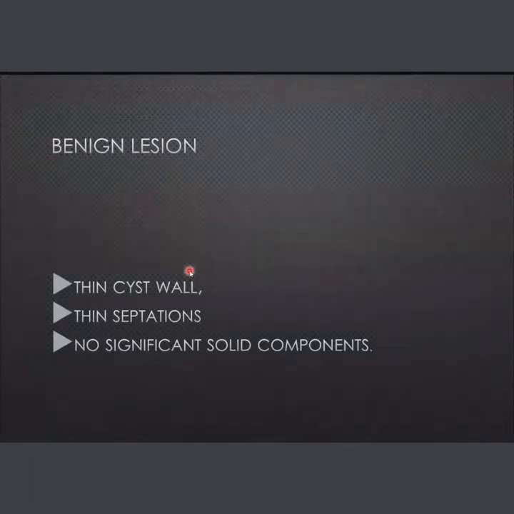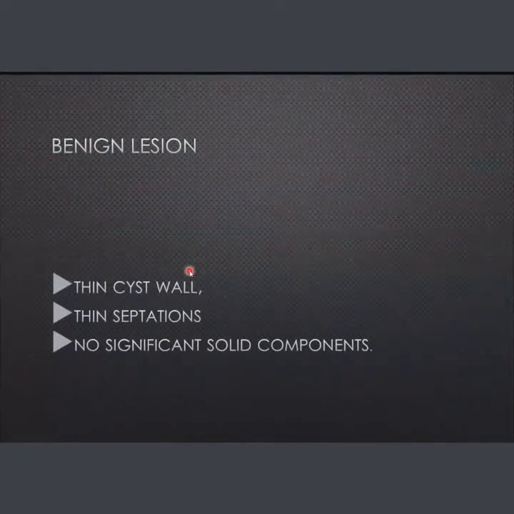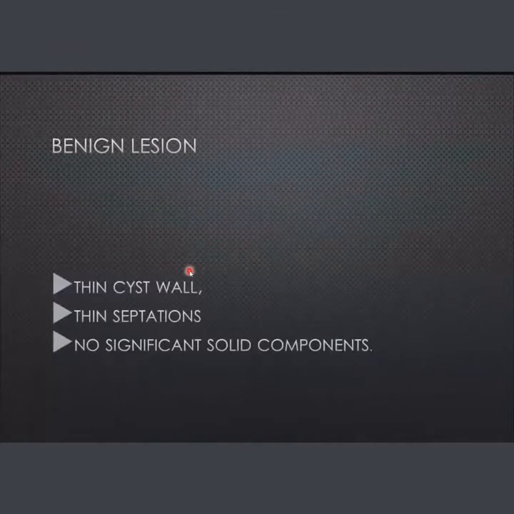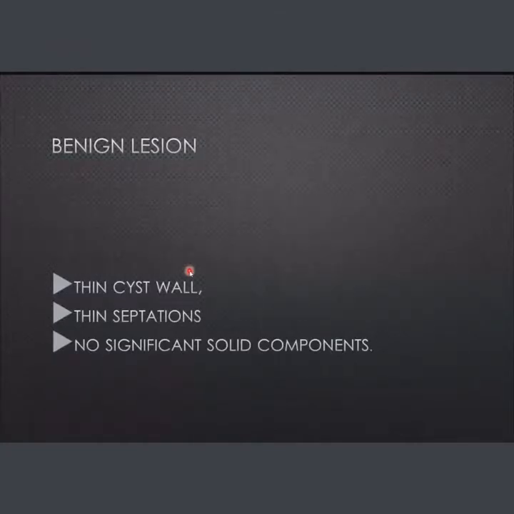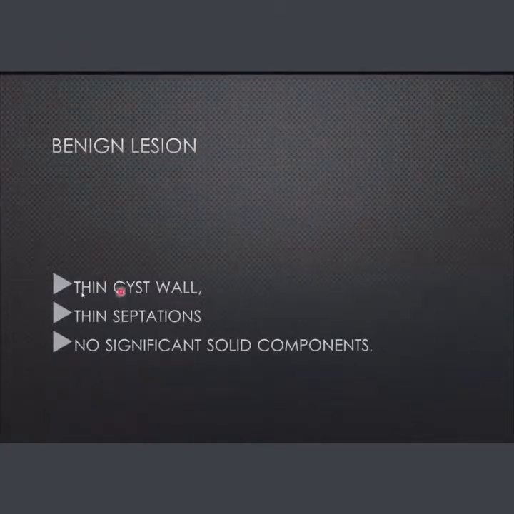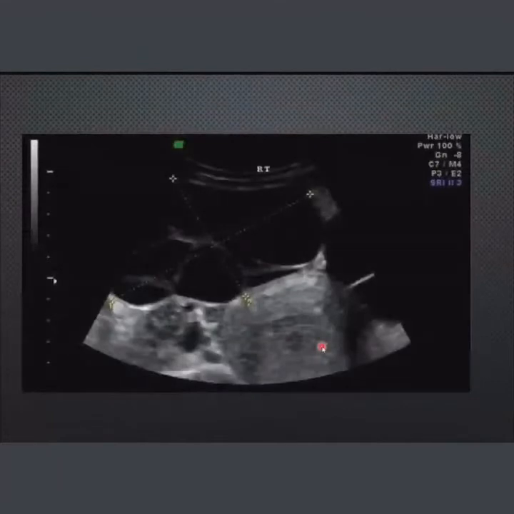The ovarian tumors include benign ovarian tumors, meaning benign cystadenoma, and malignant ovarian tumors, meaning malignant cystadenocarcinoma. How do I differentiate between them? Generally speaking, benign tumors have a thin cyst wall, thin septa and no significant solid component. The benign cystic tumor may come as a simple cyst.